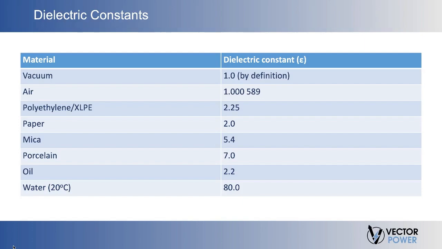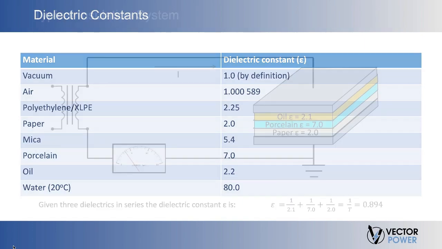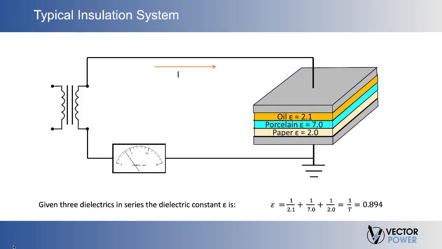So let's take this information and let's move a little deeper. Let's look at a typical insulation system. For instance, maybe in this model, this might represent a bushing, where the insulation is made up of porcelain, paper, and oil. Each of these materials forms the recipe for the insulating system of the bushing, and each has a dielectric constant associated with it.